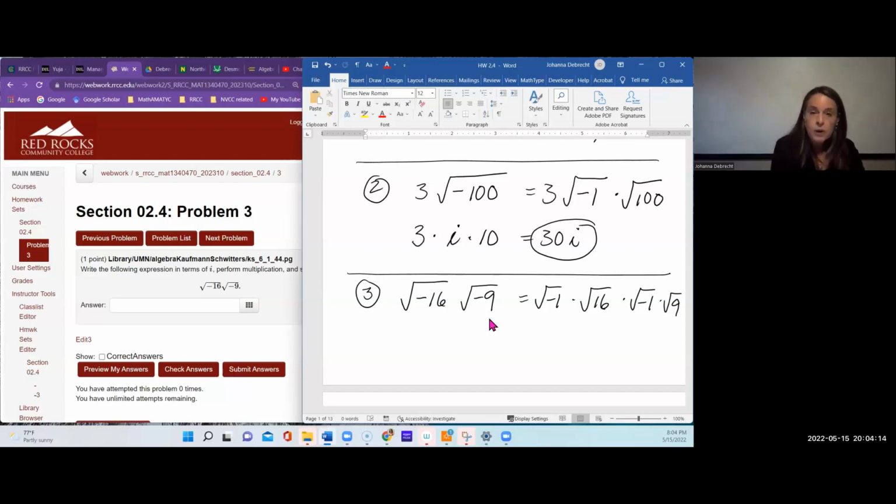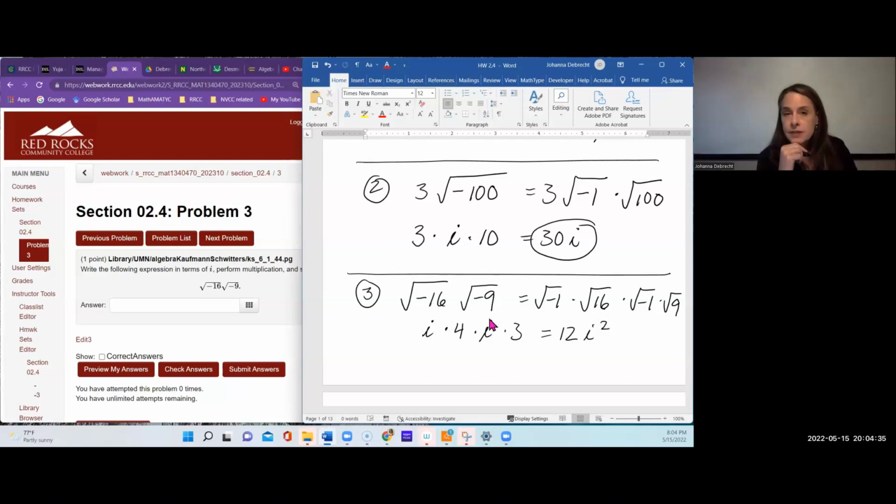The first square root of a negative 1 gives you an I. The square root of 16 is 4. Square root of negative 1 is I again. And square root of 9 is 3. The 4 times 3 gives me a 12. And then I've got 2 I's, I times I, which gives me I squared.